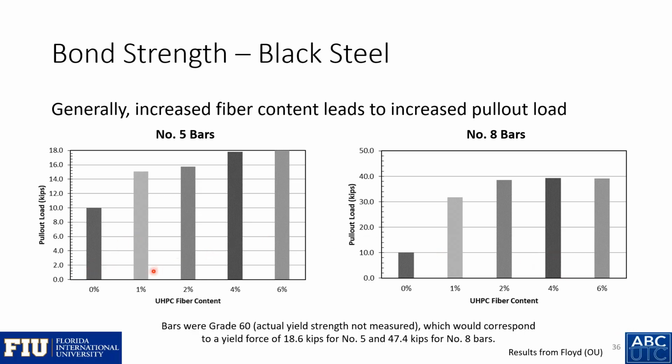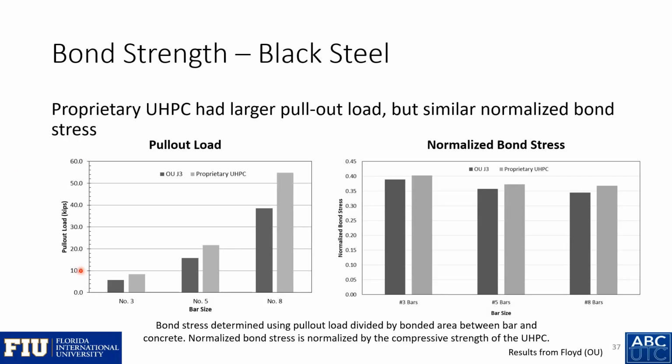So, a quick overview of some of their results. And again, this was with the non-proprietary UHPC material. They found that an increased fiber content led to an increased pull-out load. Going from 0 to 6% increased the pull-out load capacity of number 5 bars and number 8 bars. But note that with the geometry, they weren't able to yield any of these bars, so these forces were still under the yield capacity of the bars. Looking at the bond strength again, proprietary UHPC had a larger pull-out load, but if you normalize by the bond area and the compressive strength, then there was a similar normalized bond stress between the two.